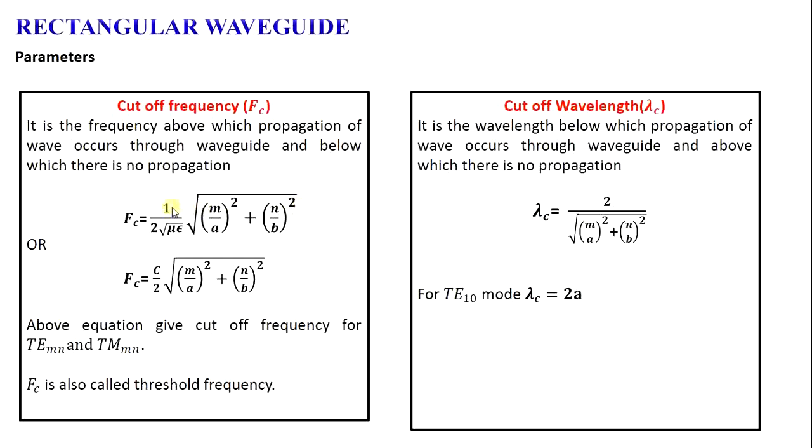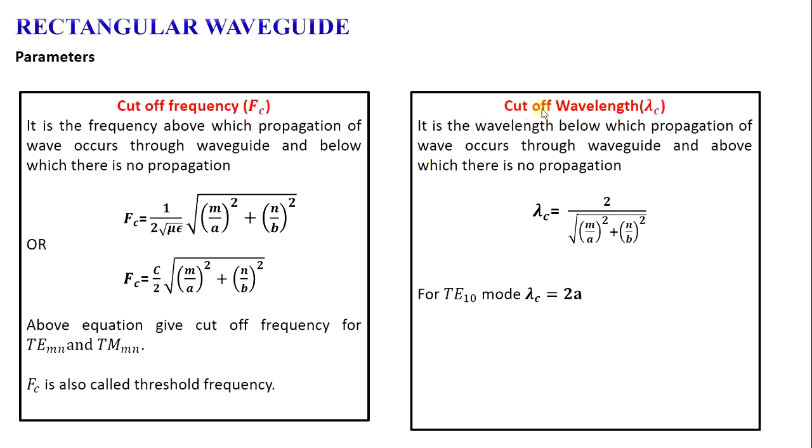Or it can also be written as 1 by under root of mu epsilon is c. So fc becomes c by 2 under root of (m by a) whole bracket square plus (n by b) whole bracket square. The above equation of cutoff frequency is applicable for TEmn and TMmn mode. Fc is also called as threshold frequency.